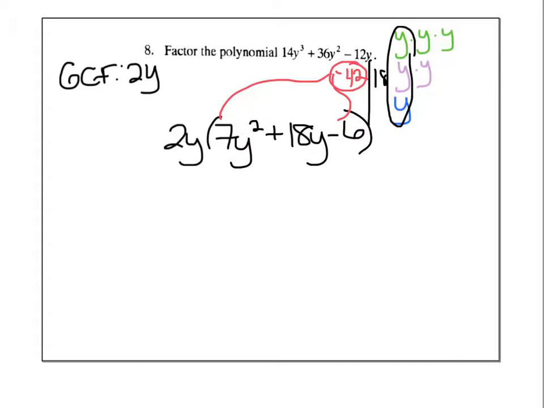So 42, let's start. I'm going to write a list here. I know 1 times 42, but that can't combine to 18. I've got 2 times 21. That's close, but that's 19 if I subtract them, not 18. It is divisible by 3, and that's 3 times 14. That's close, but that would combine to be a 17. Check 42 divided by 4. That doesn't work. 42 divided by 5 doesn't work. 42 divided by 6, that's 7.